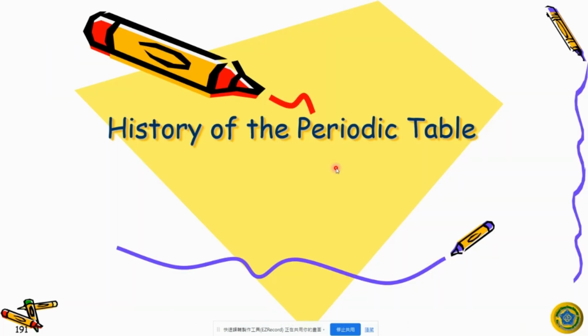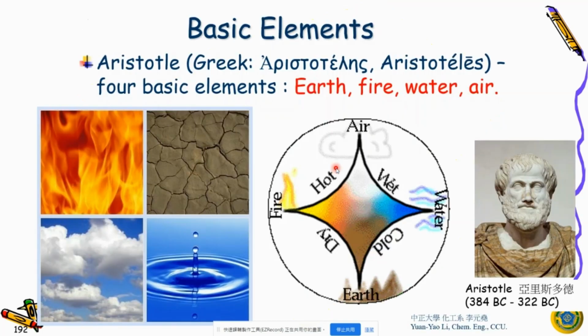Okay, let's go to the history of the periodic table. So once you know that we have atoms, and we put 2 atoms together to become molecules. In the beginning of the periodic table, the first basic elements are from Aristotle. He thought that there are 4 basic elements: earth, fire, water, and air, right? Between air and fire is hot, water and air is wet, water and earth is cold, and earth and fire is dry, something like this.